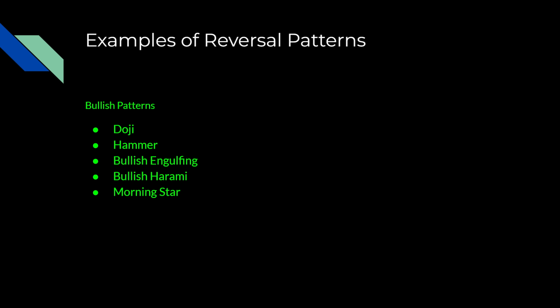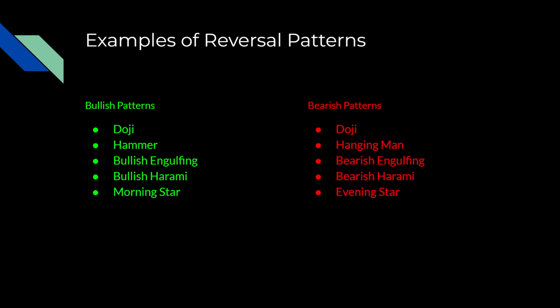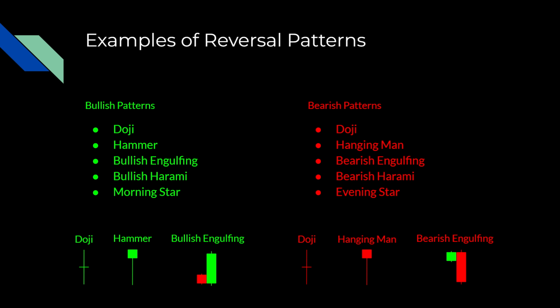Let's talk about reversal patterns. Some examples of bullish reversal patterns are doji, hammer, bullish engulfing, bullish Harami, and morning star. Some examples of bearish reversal patterns are doji, hanging man, bearish engulfing, bearish Harami, and evening star. Take a moment to look through how some of these candlestick patterns look. If you are a beginner and these look confusing to you, not to worry. We will be posting comprehensive candlestick tutorials soon.